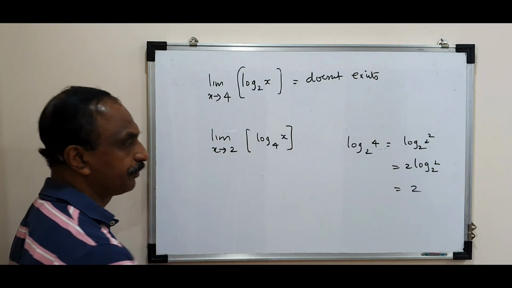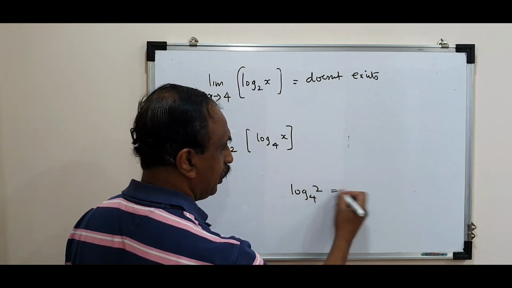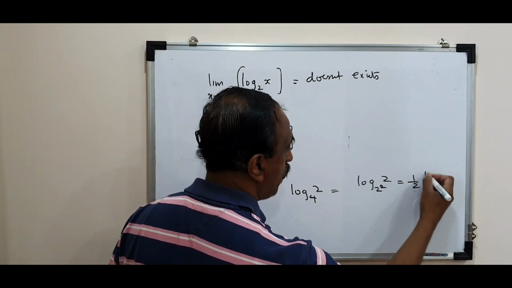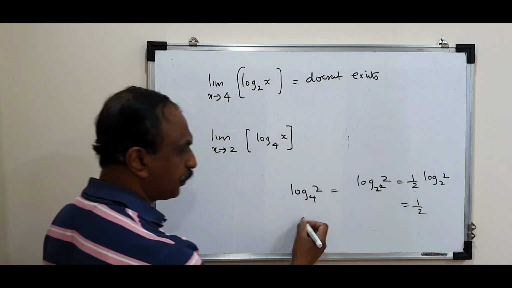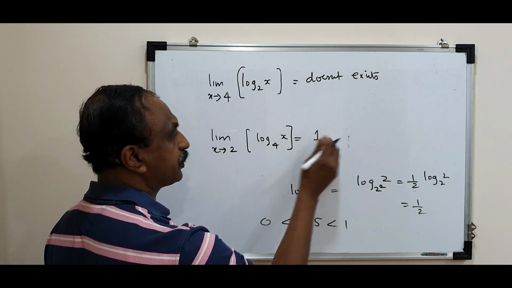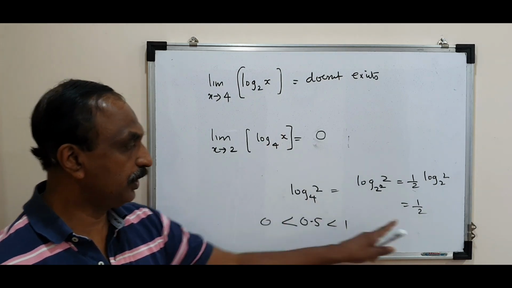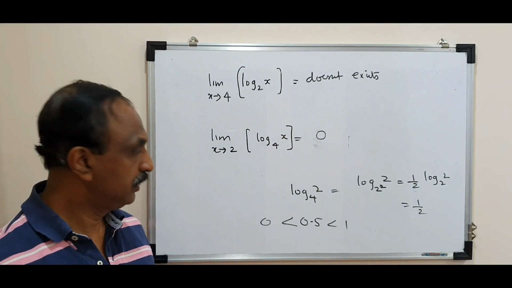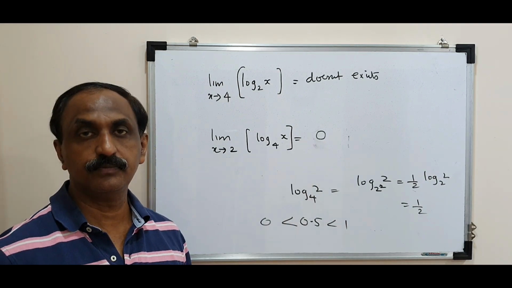Now let's have a look at this one. Log of 2 to the base 4, which I can write as log of 2 square, since 4 is 2 square, which I can write as half log 2 to the base 2, which gives the answer as half. So 1 by 2 means 0.5, which lies between 0 and 1. So this limit will be 0. The log x to the base 4 when x approaches 2 is half. So half is a number which is not an integer, so limit exists. And half lies between 0 and 1. The lower integer is 0, hence the limit is 0.